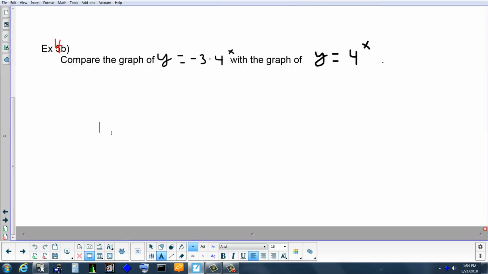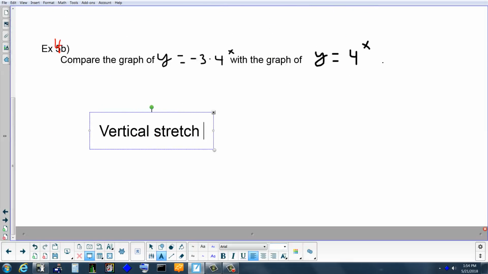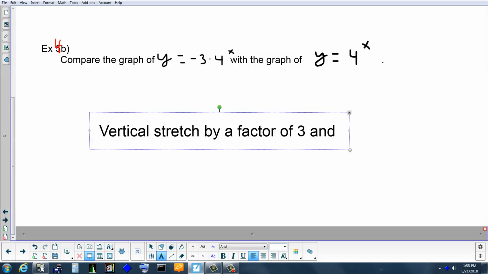Here's our negative 3. What's my sentence going to start with? Vertical. Good, vertical stretch. What are the next three words? By a factor of. Careful, that's positive 3. When we're saying what the factor is, we always want to keep it positive. By a factor of 3. Am I done? Yes, because it's negative. So what do I have to say? And flipped, or reflected, over the x-axis. Nice job.